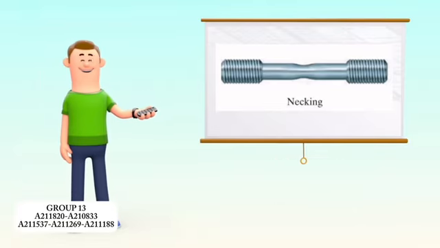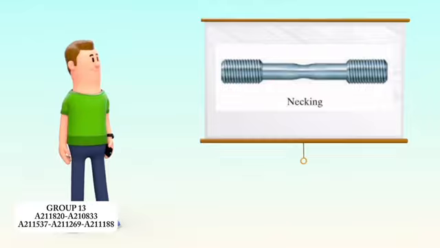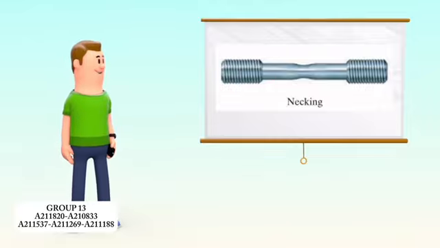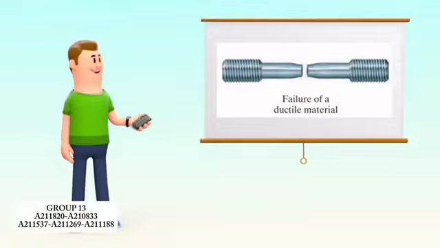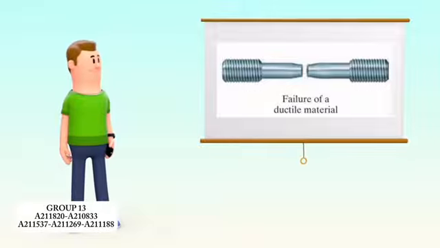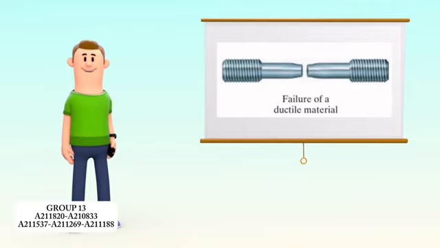The image shows a tensile test specimen exhibiting necking, a localized reduction in cross-sectional area that occurs in ductile materials under uniaxial tension, typically just before fracture. While this image illustrates the final stage of failure in a ductile material, where the specimen has fractured after significant plastic deformation and necking, resulting in a characteristic cup and cone fracture surface.